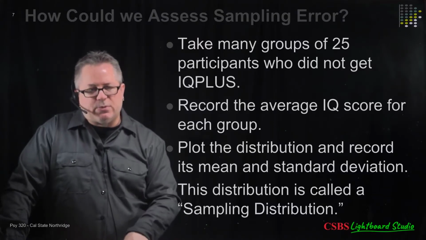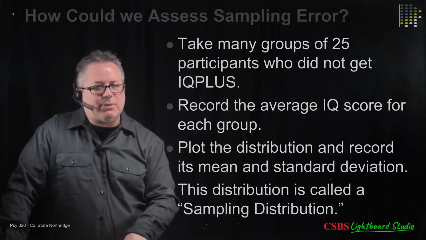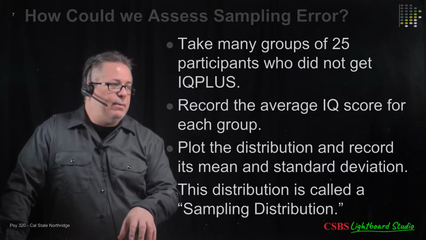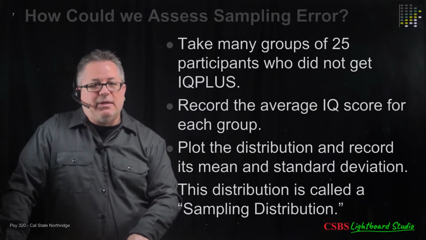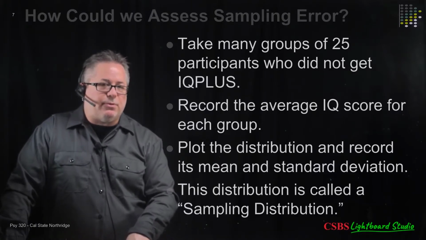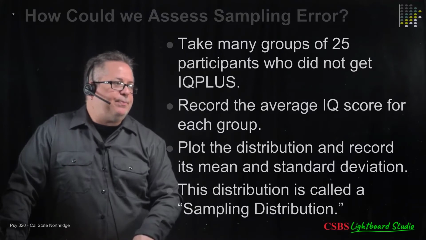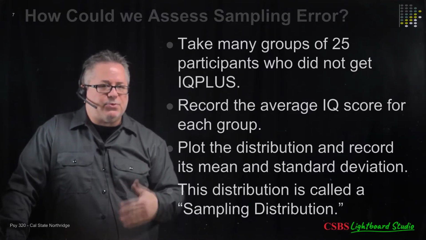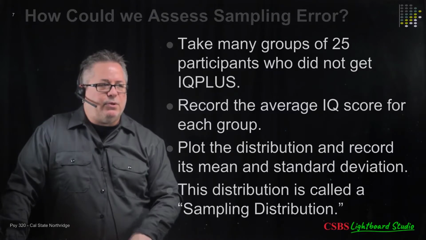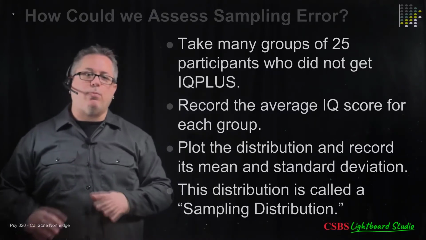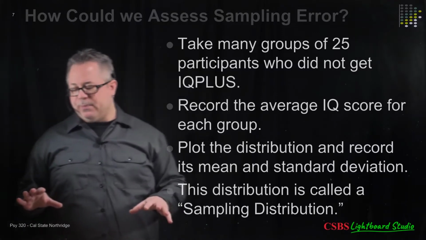And notice that the sample we're targeting is 25 people, so we have to stick with that number for it to be applicable. So if we take many, many groups, and when I say many, I mean a very large number of samples, over and over again from the population, of size 25, and we don't do anything to them, don't give them IQ+, just to see what they look like all by themselves with no intervention.